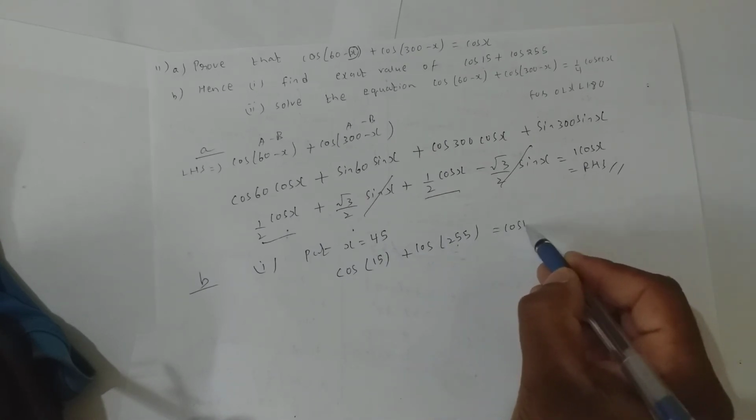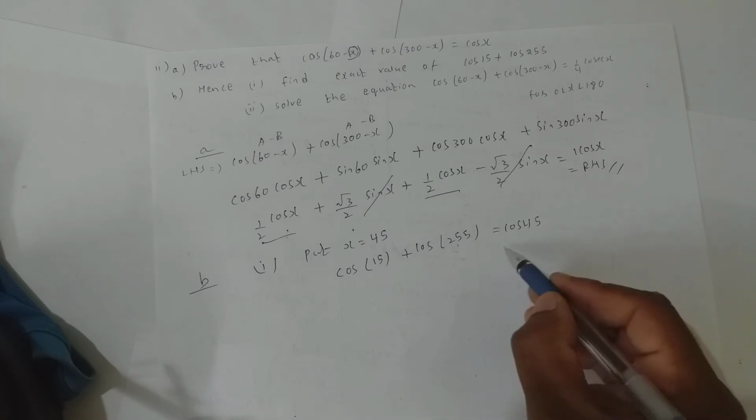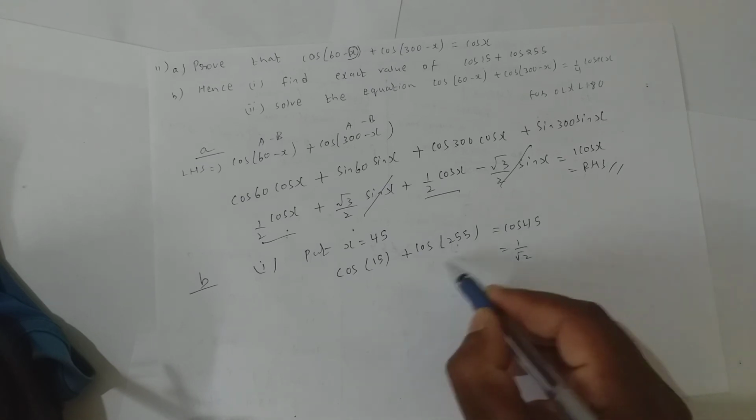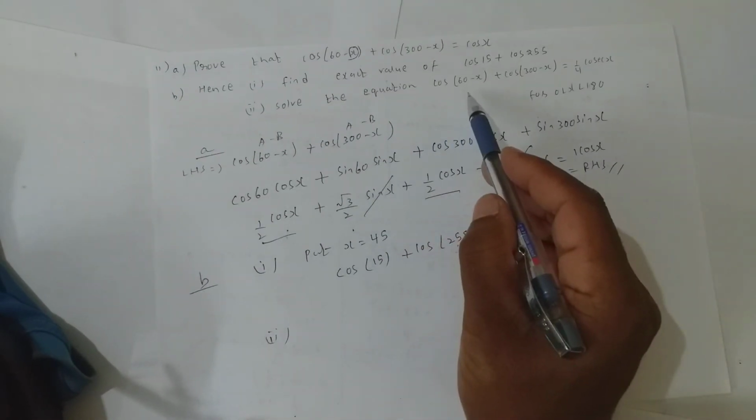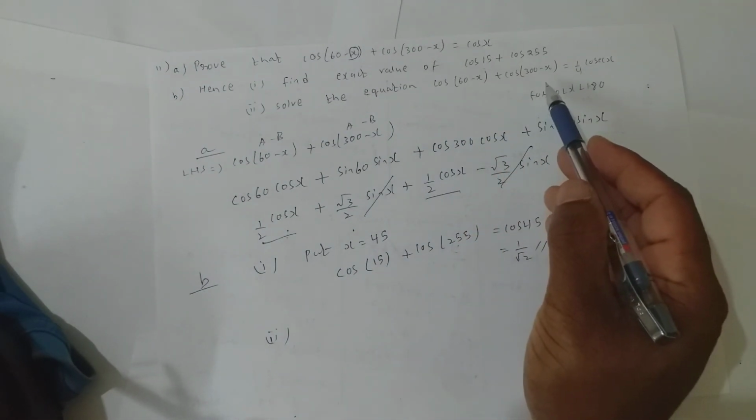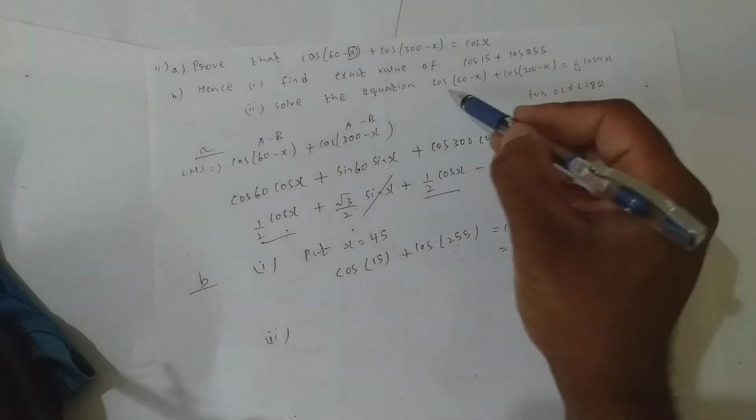equal to cos 45 from the first bit. Cos 45 is 1 by root 2. So this entire thing is 1 by root 2. Our sum is done. Now the second bit. Hence solve the equation cos(60 minus x) plus cos(300 minus x) equal to 1 by 4 cosecant x.